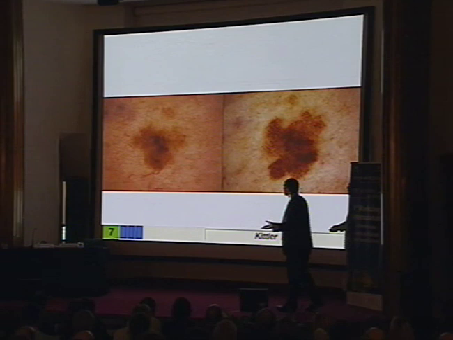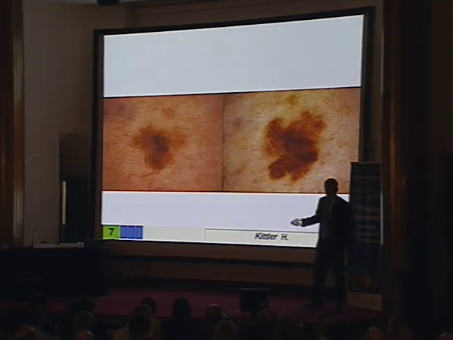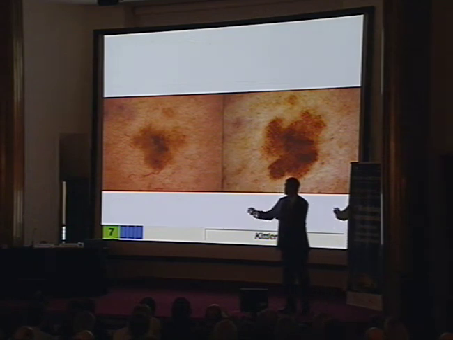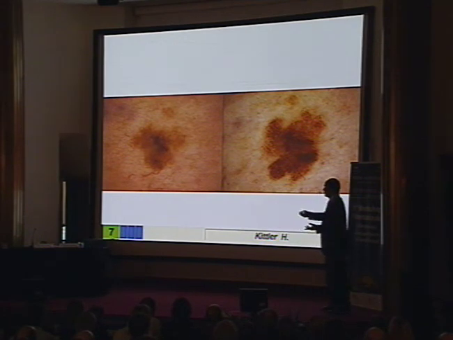Melanoma in situ. Another example here, it looks like an atypical nevus, but atypical nevus only means we're not sure. It could be an early melanoma. We are not sure, but it's not a nevus, it's a melanoma. And here is the change over time.